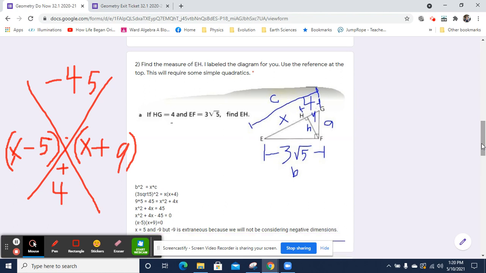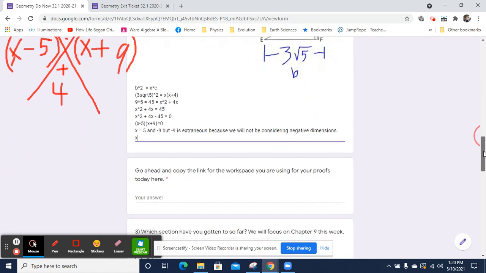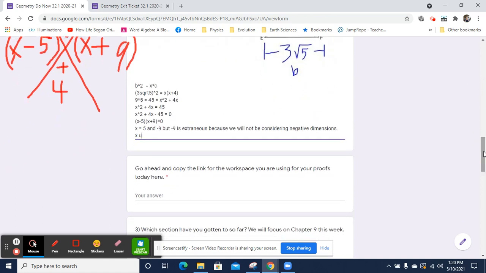So x, which is of course EH, has a measure of 5 units. And we're done. Hopefully that helped.